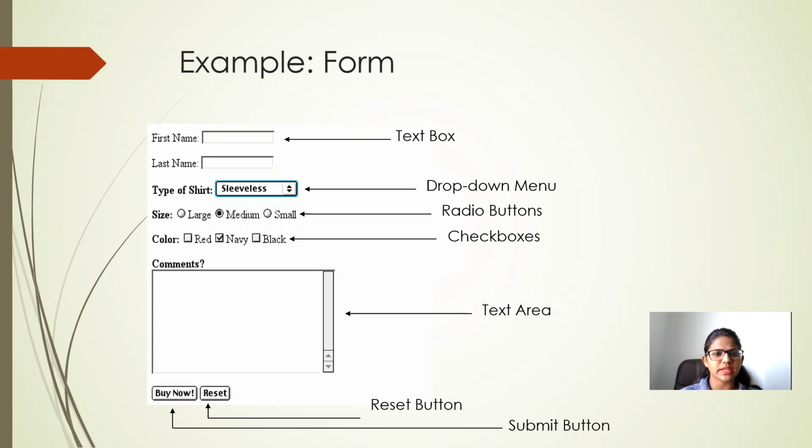So this is how an example form looks. This is a text box, then a drop-down menu, radio buttons, a check box, and a text area where you can type comments. And then there are the buttons, like the buy now button and the reset button.